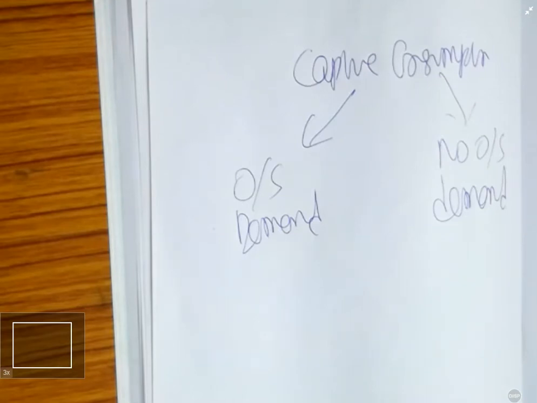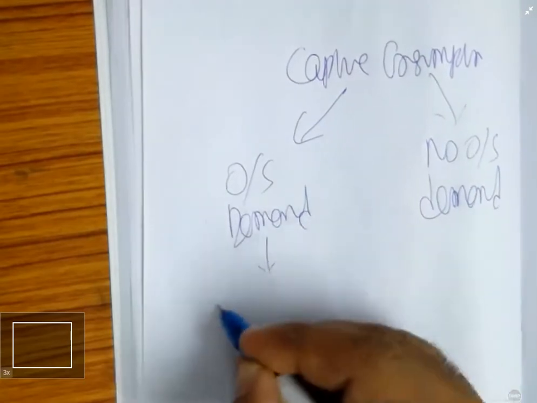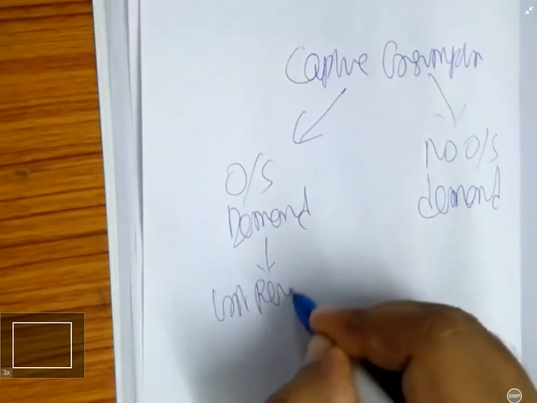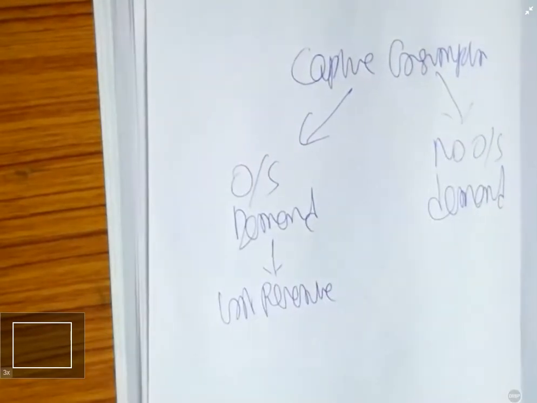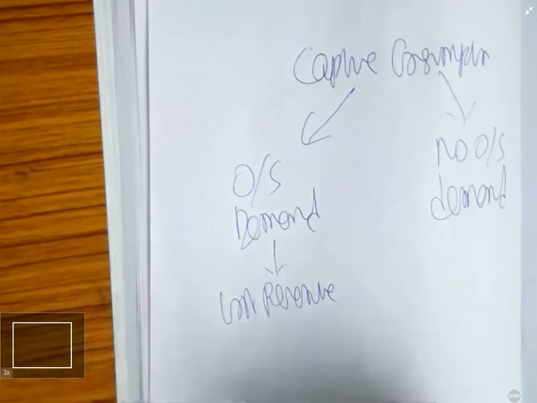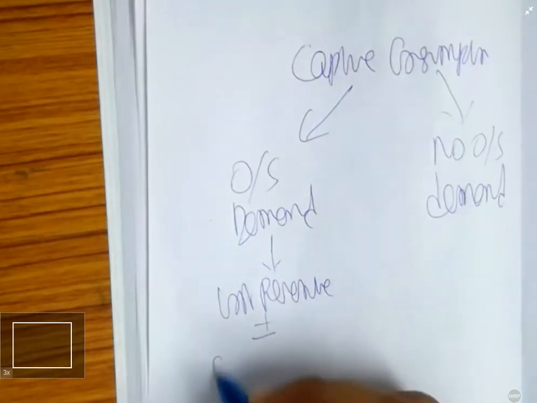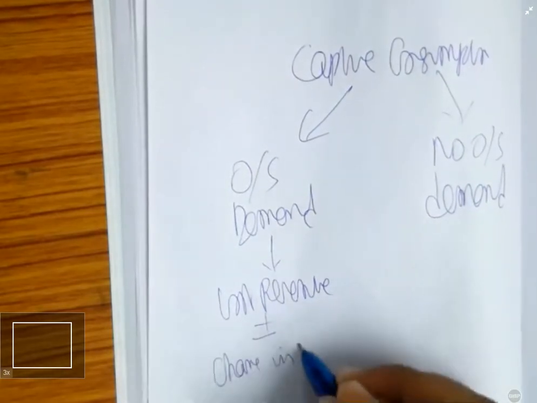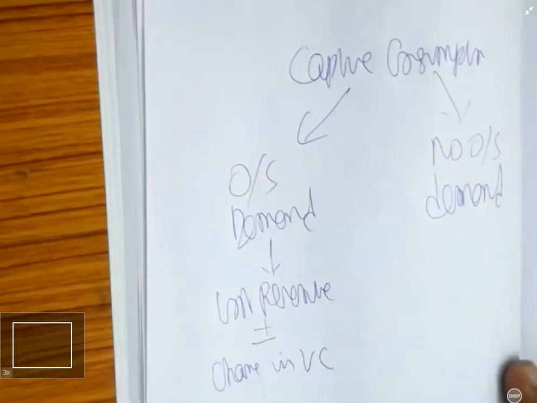So if you have outside demand, the relevant cost is lost revenue, not contribution, lost revenue. Why not lost contribution? Because variable cost will anyway be incurred. Either you incur it for outside purpose or you incur it for in-house purpose. Lost revenue plus or minus change in variable cost.